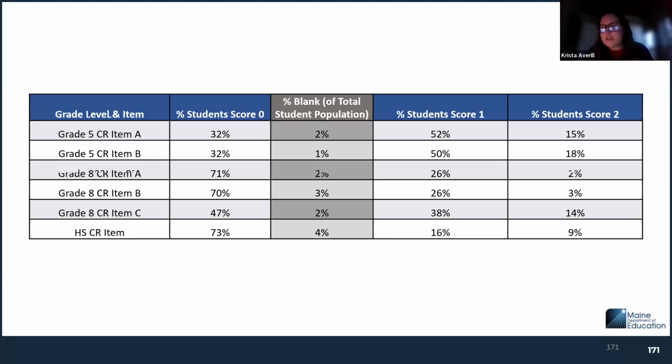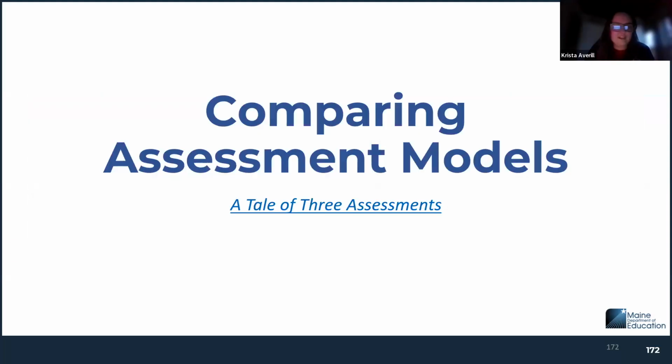For unreadable, those percentages were between about 0.5% to just under 2%, depending on the item, but it was usually 0.5 to about 1%. The last thing I have for you is comparing assessment models, just so you have an understanding of how these things are related to one another.